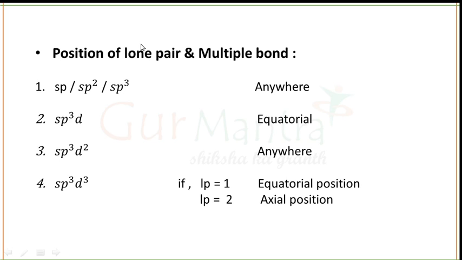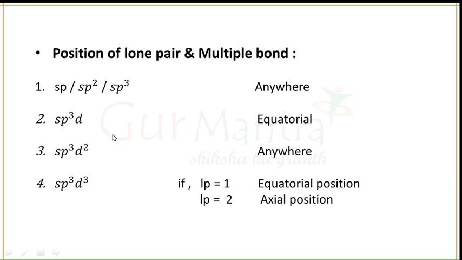Now we are going to study the position of lone pairs and multiple bonds. In this particular slide we are going to study the position of lone pairs. As you have seen in the previous video on hybridization, there are types of hybridization present in nature. If you have a lone pair in case of sp, sp2 and sp3 hybridization, you can simply locate it anywhere while drawing the structure of any element or compound.